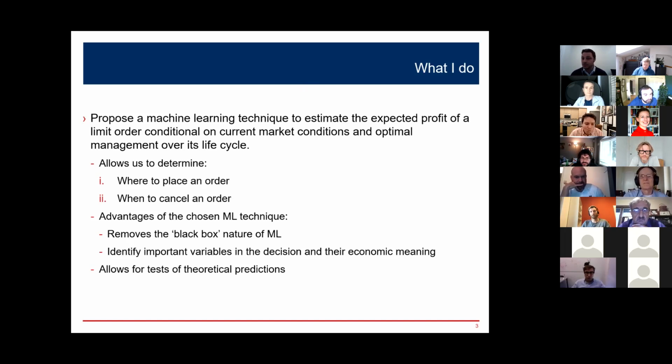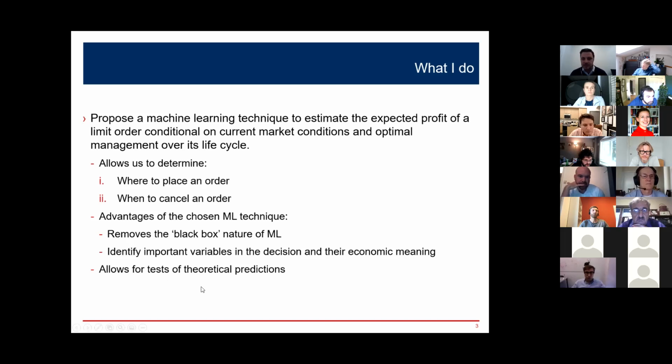What that allows us to determine, with those expected profit estimates, is where to place an order, where there's the highest expected payoff. It also allows me to monitor that order and work out when I should cancel it if the expected payoff becomes negative, or if it becomes more profitable to cancel it and submit it at a different price level.